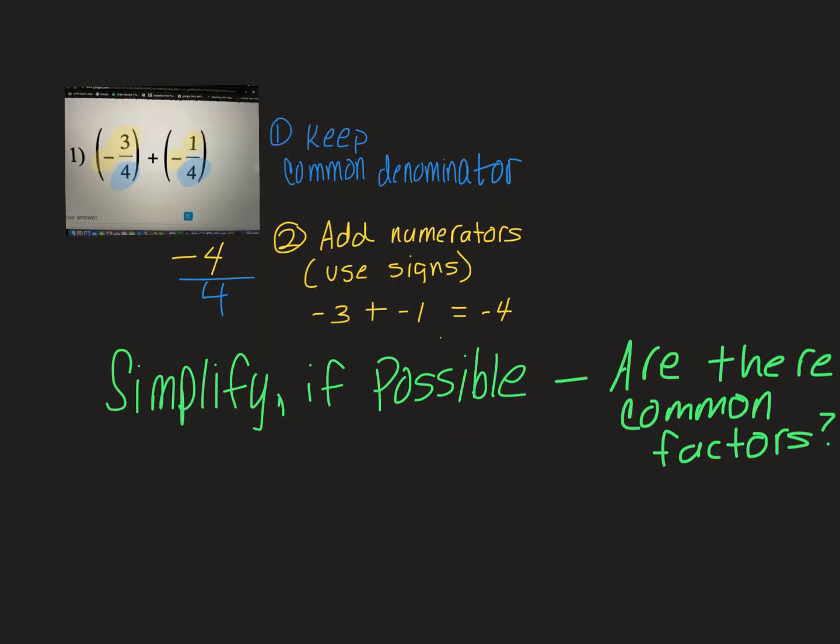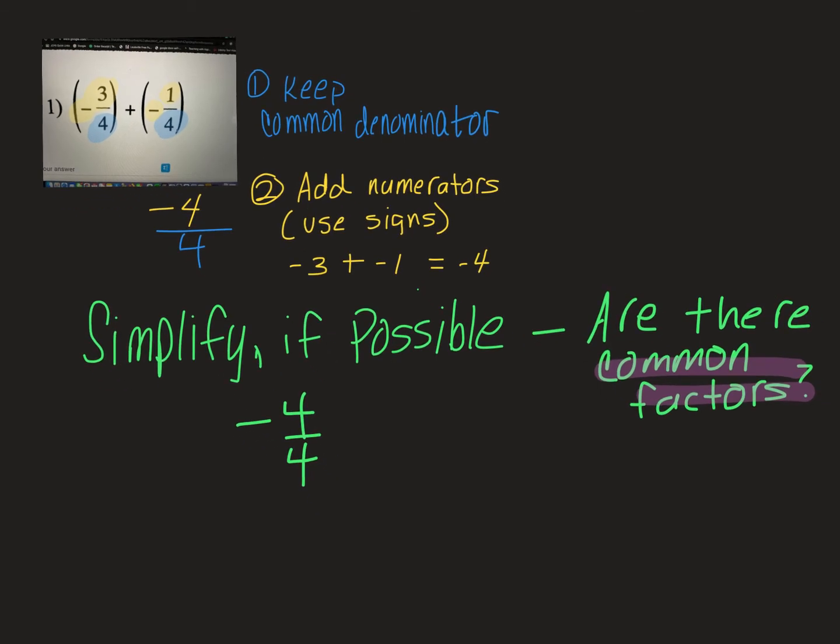The last step is to simplify your fraction if you can, and you need to do that by looking for common factors. Remember, a common factor is a number that you can divide both 4 and 4 by, which of course in this case, you can divide them both by 4, right? So if we divide both of those by 4, we get 1 over 1. Don't forget about that negative.